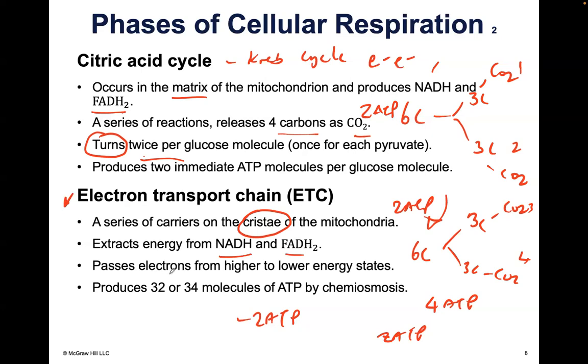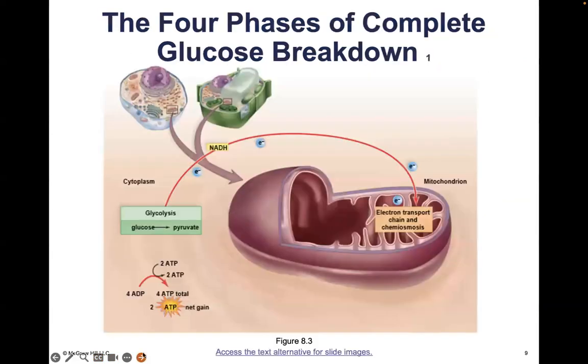It's going to pass the electrons from a higher to a lower energy state. So there will be a movement of this energy from a higher energy level to a lower energy level, because the energy will pass through certain proteins until they get to a point where they need to be used. This will produce either 32 or 34 molecules of ATP by a process called chemiosmosis. We will see that in more detail in the next slide.